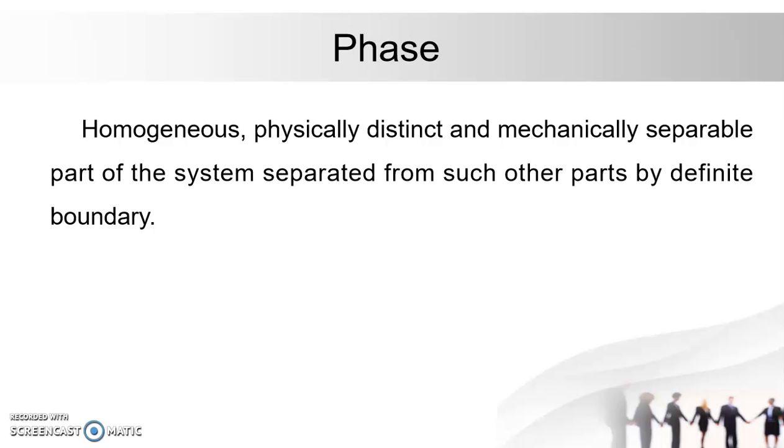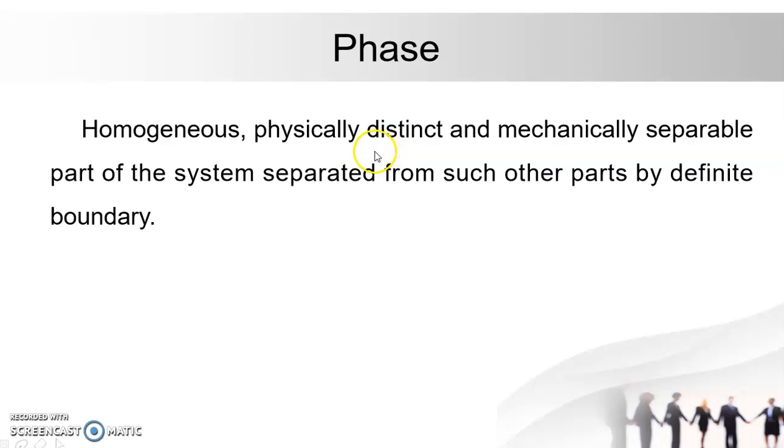Take 2 or 3 drops of this sodium chloride solution. Each drop of this solution will be alike in all aspects, both physically as well as chemically. Such a solution can be considered as a homogeneous solution. So as per the definition of phase, a phase should be homogeneous, physically distinct.